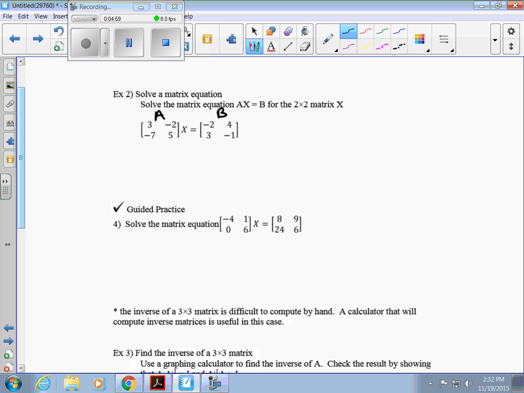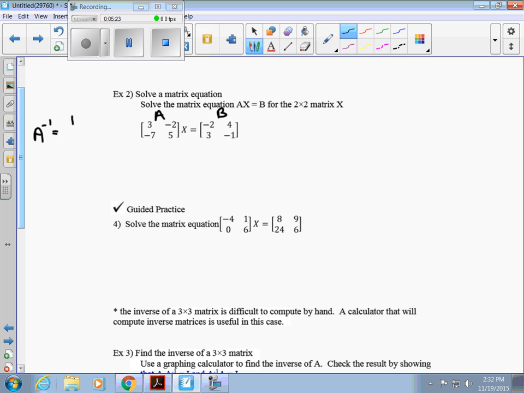So like if we had just a regular equation, 3x equals 4, we would solve it by dividing both sides by 3. That's essentially the same thing we're going to do here. We're going to divide by matrix A, which is essentially multiplying by its inverse. So we're going to start by finding the inverse of A.